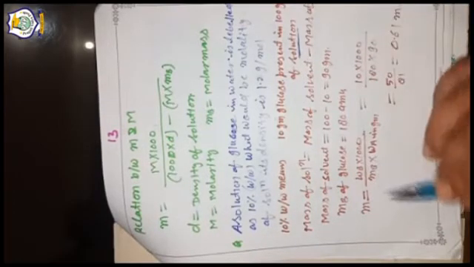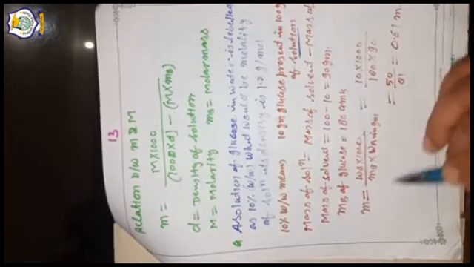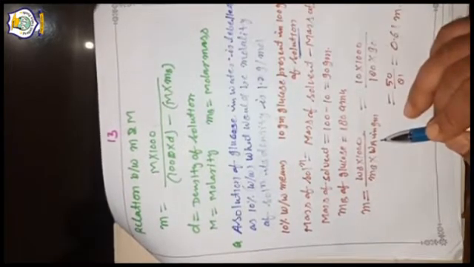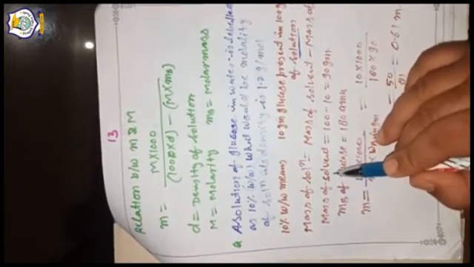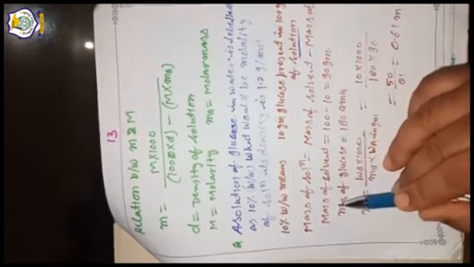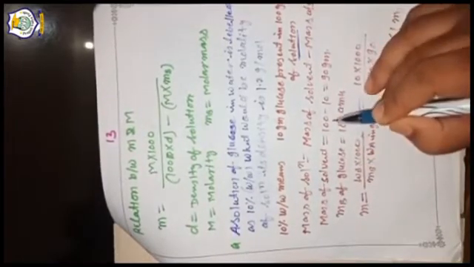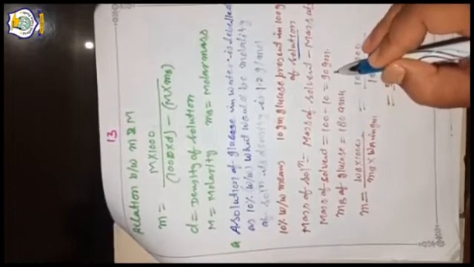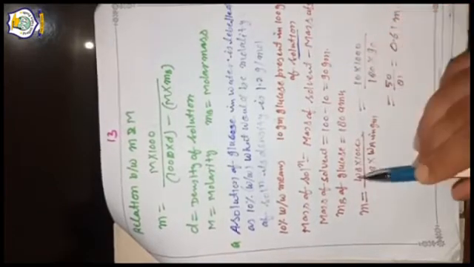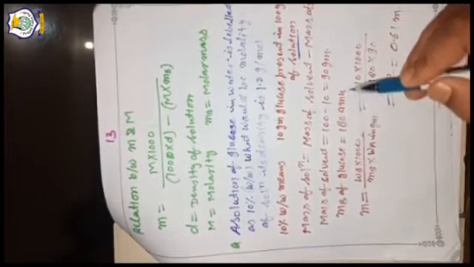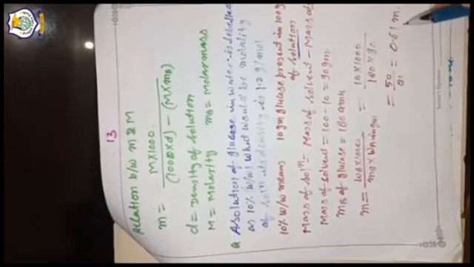But for finding the value of molality, we use the mass of solvent. The mass of solvent is found this way: 100 minus 10. 100 is the mass of the solution and 10 is the mass of solute. The mass of solvent is 90 gram and the molar mass of glucose is 180 AMU. Putting these values in this equation, we get 0.61 m, mole per kilogram.